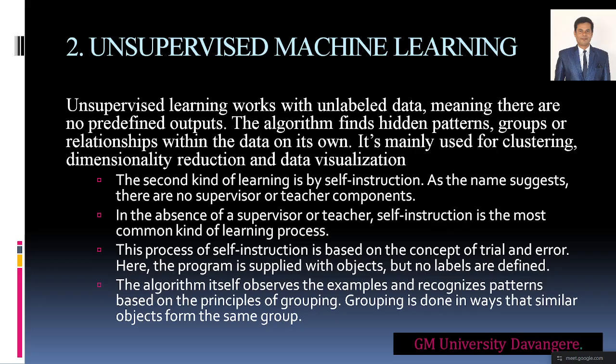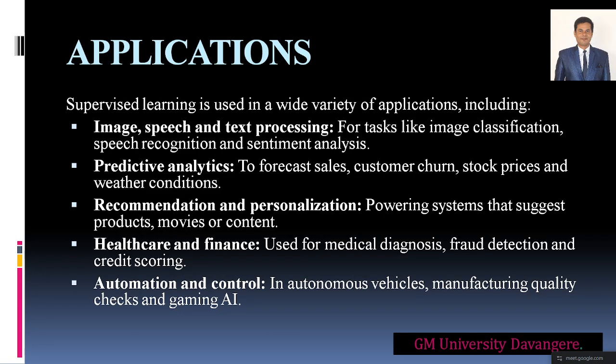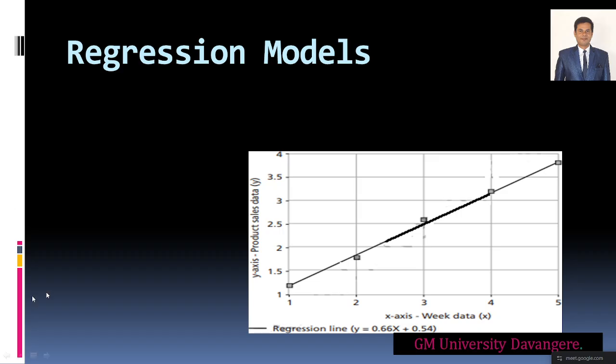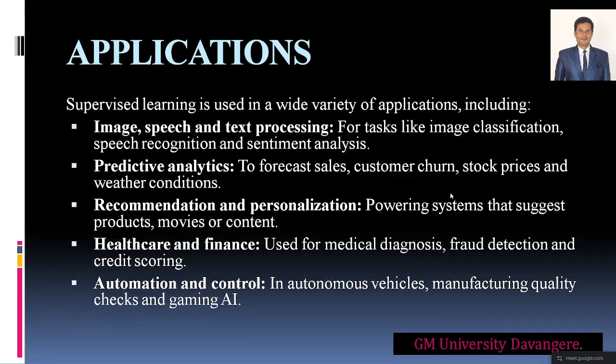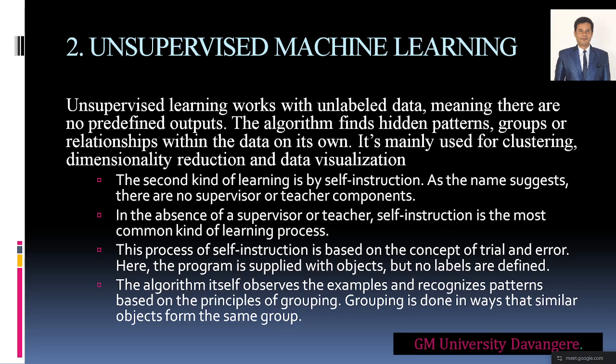So in regression, you can try to draw the lines like this. So this is the orange color lines, right? Next you will try to draw the green color lines with the dotted lines. So it means it is making its own patterns. It is trying to develop the models. So without any teacher, right? In the absence of the teachers, self instruction is the most common kind of the learning process, right?